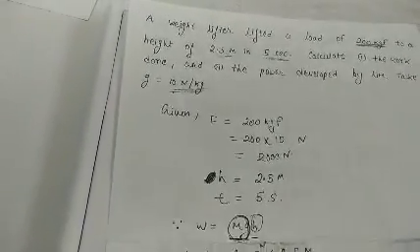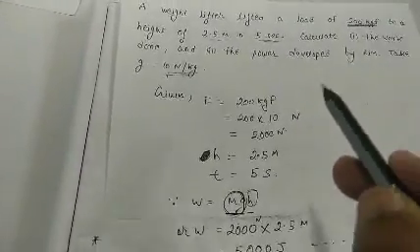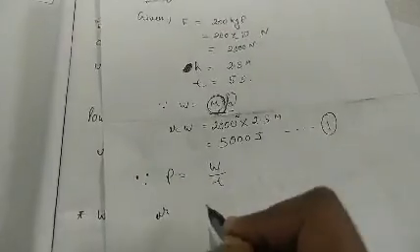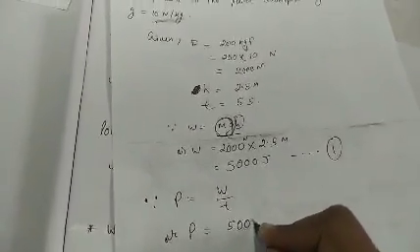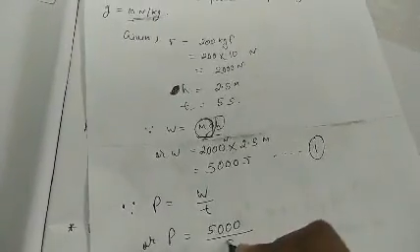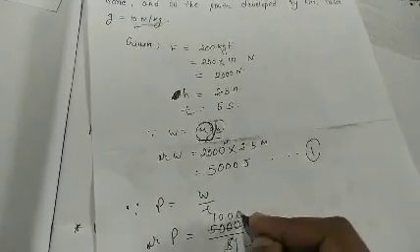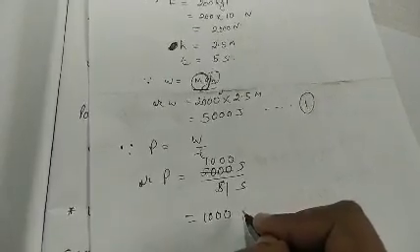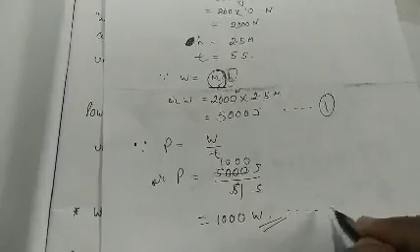Now next, this is answer number 1. For number 2, we have to calculate the power developed by him. Since power equals work by time, power equals work, how much is the work we have found just now? 5,000 by given time, 5 seconds. Joule per second, 5,000 by 5 equals 1000 joule per second, or 1000 watt. So the power developed is 1000 watt. This is answer number 2.